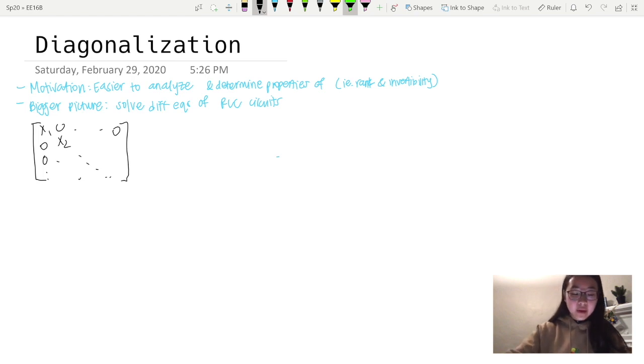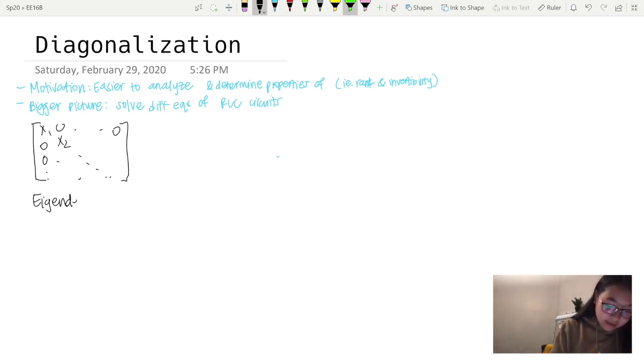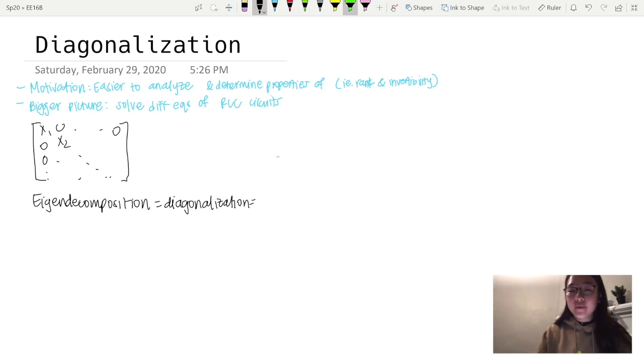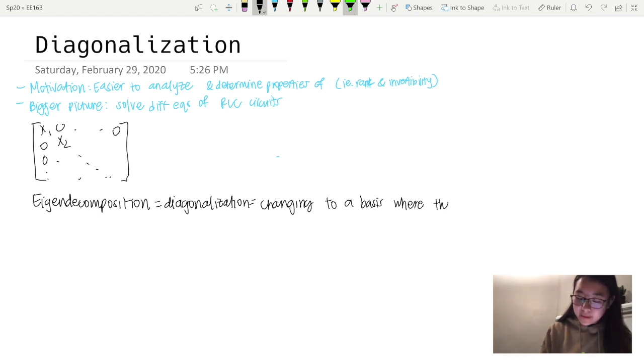it's another technique that we will need to use in order to solve the differential equations, and we'll see that in the next video. So going into diagonalization, another name for it is eigendecomposition. So with eigendecomposition and diagonalization, the whole motive, the thing you're doing, is changing to a basis where the linear operator is a diagonal matrix.